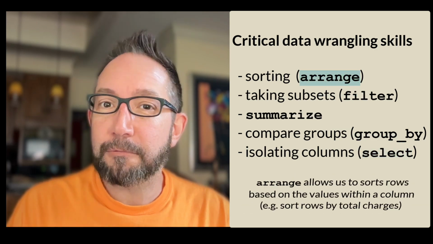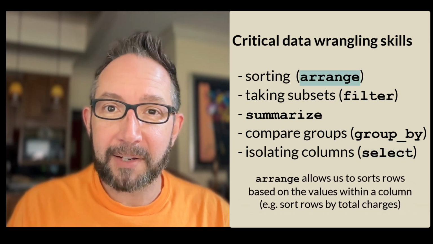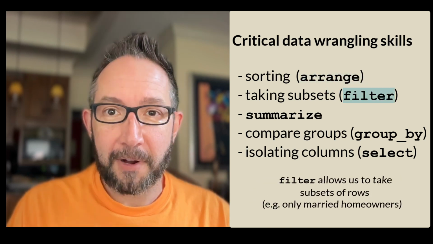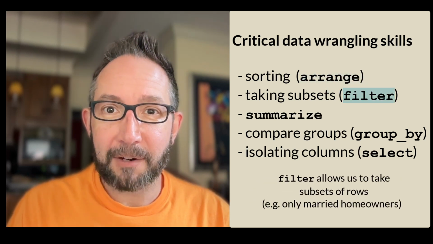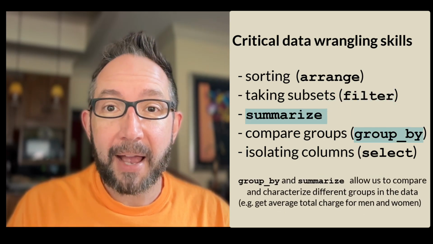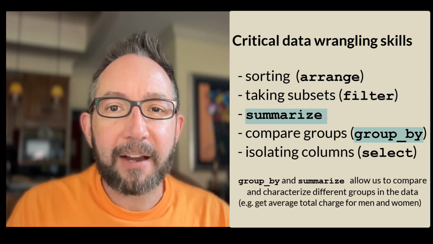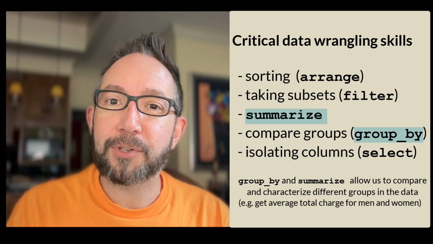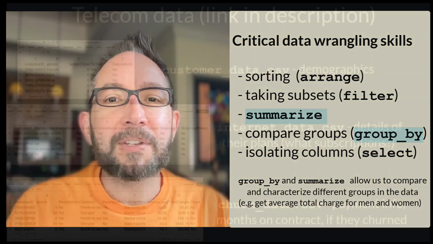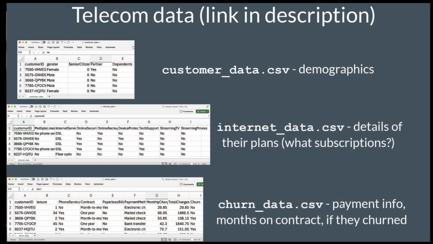We'll learn about the arrange function to sort our data based on the values in a particular column. We'll learn about the filter function to take subsets of rows that are of interest to us. And we'll learn about the dplyr functions group_by and summarize to quickly characterize and to compare groups to each other. Now let's learn by example using the same telecommunications data introduced in the bind rows and join video.